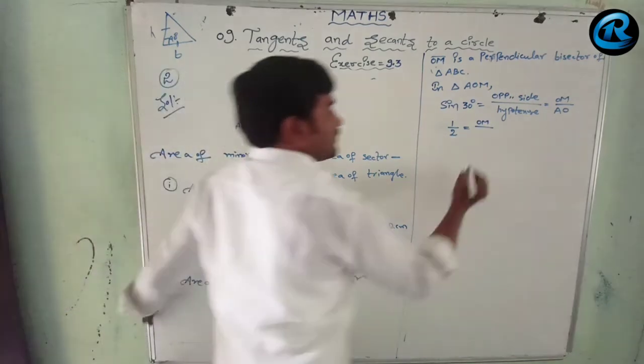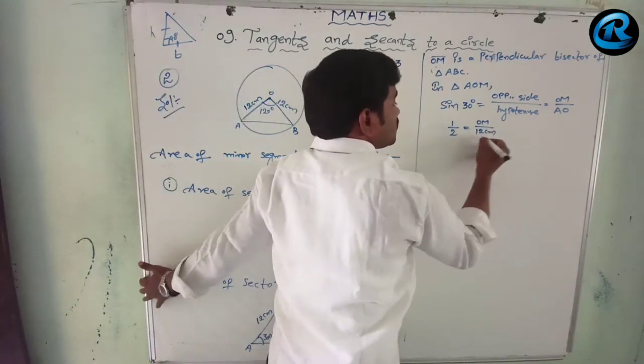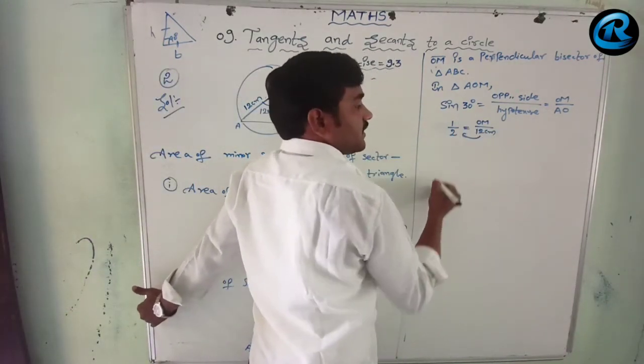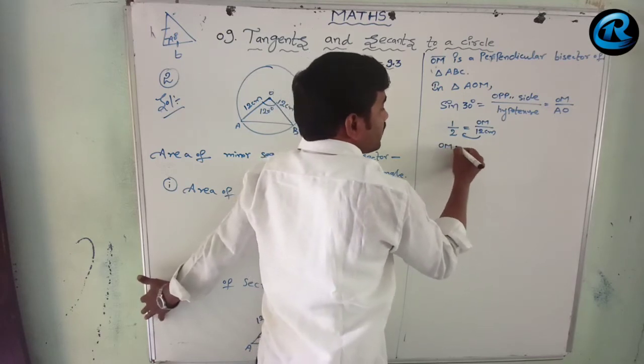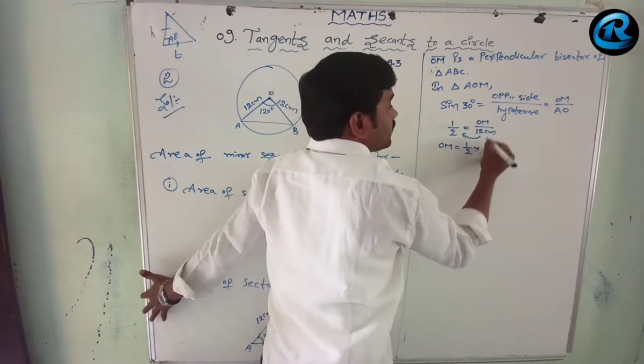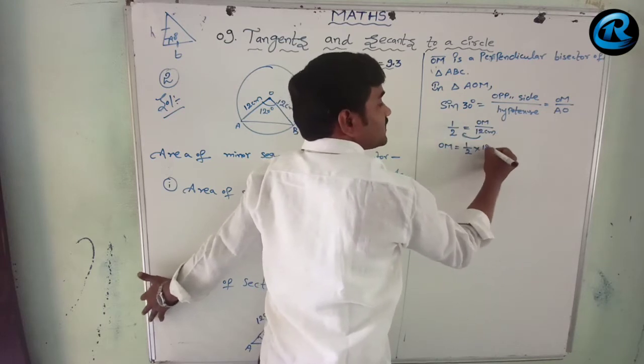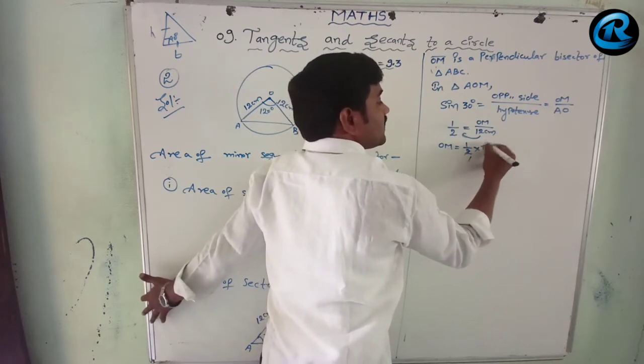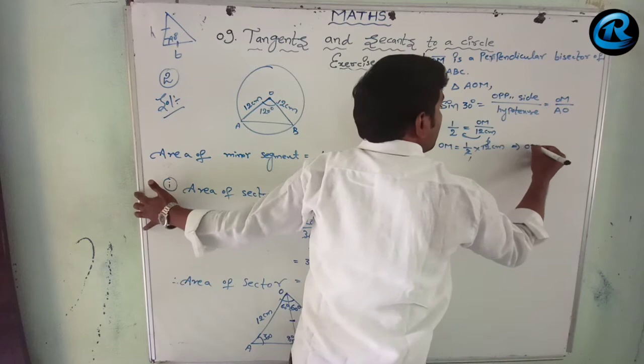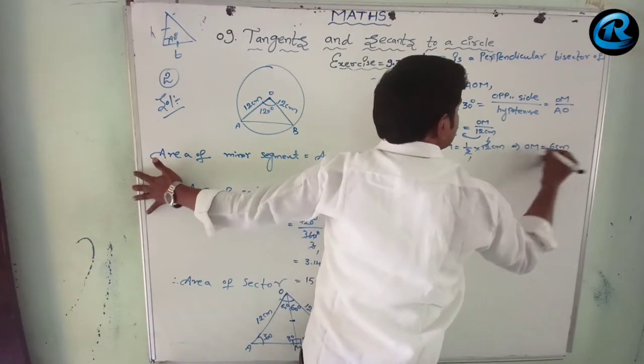OA is 12 centimeters. So this 12 centimeters will transfer to this side. Then OM equals 1 by 2 into 12. 2 sixes are 12, so 6. OM equals 6 centimeters.